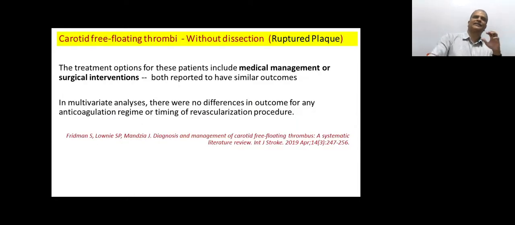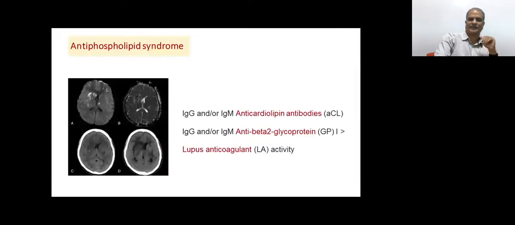So usually this occurs when a carotid plaque ruptures. When a carotid plaque ruptures, you can have thrombus emerging on the ruptured plaque and then moving up. There are two methods to treat it. One is you can treat medically, or you have to do endarterectomy and pull it out. So here, if you're not planning surgery, you have to start anticoagulation and stabilize the thrombus.